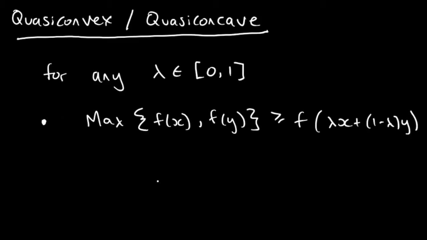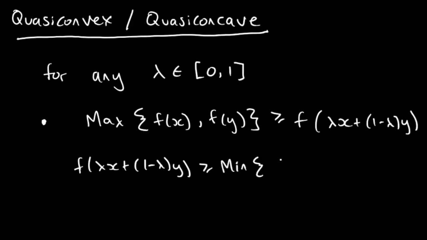And then for a quasi-concave function, the definition that we're going to go through in this video is as follows. The function of the linear combination of x and y is greater than or equal to the minimum of the function of x and the function of y.